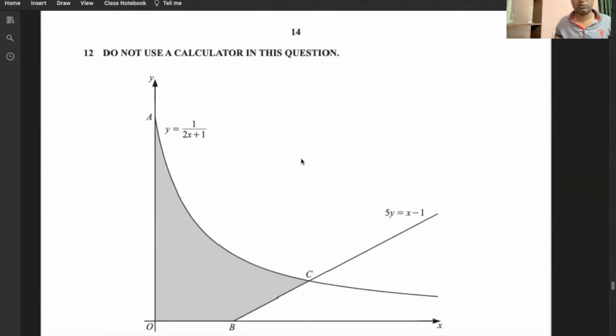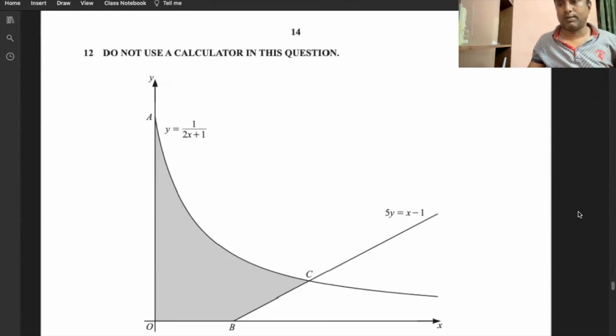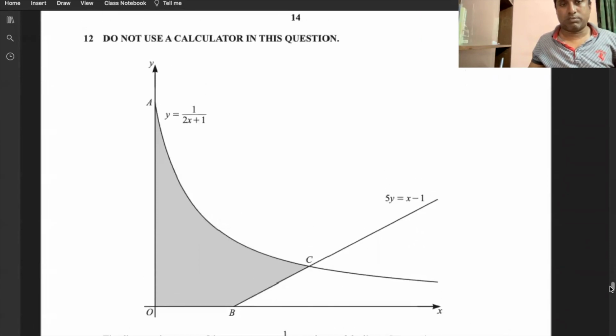Now let us go for question 12. Do not use a calculator in this question. Now let's see what is happening there. This is the last question maybe.